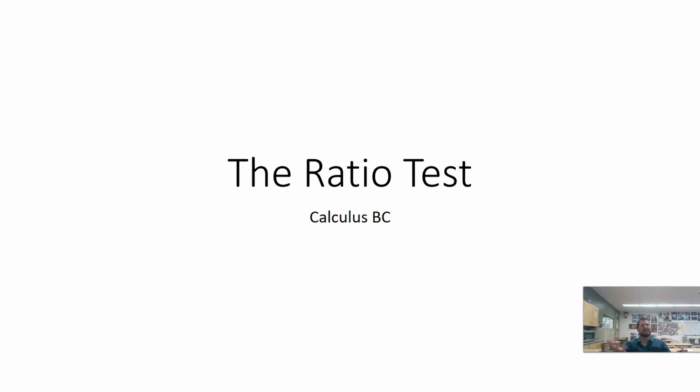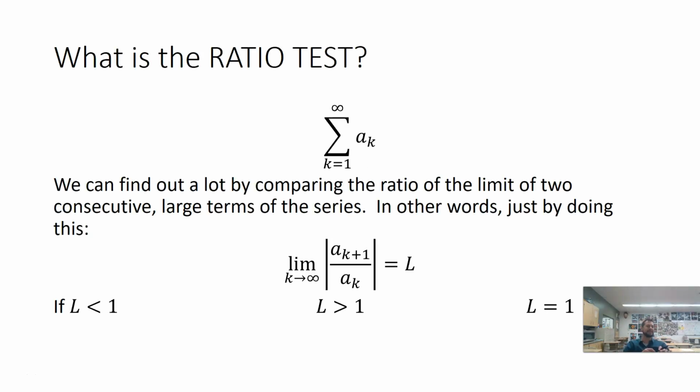But when it really boils down to it, what we're trying to find out is: is my function getting small, and is it getting small quickly enough that I can tell whether or not it's convergent? In order to simplify everything, what you can do is what is known as the ratio test.